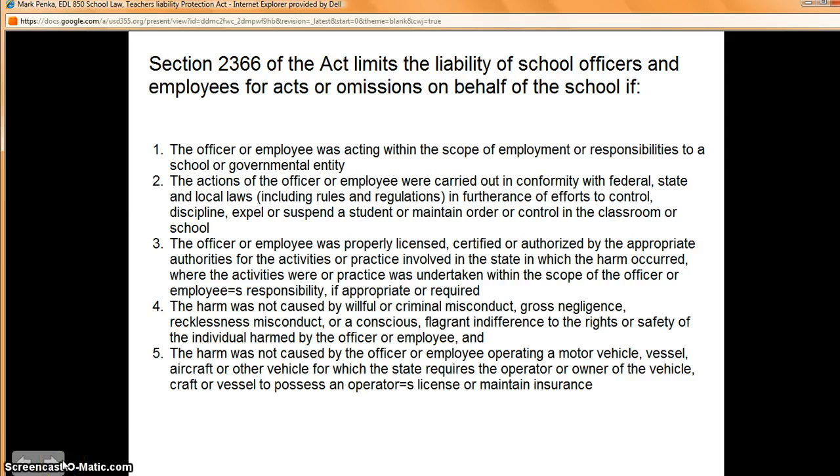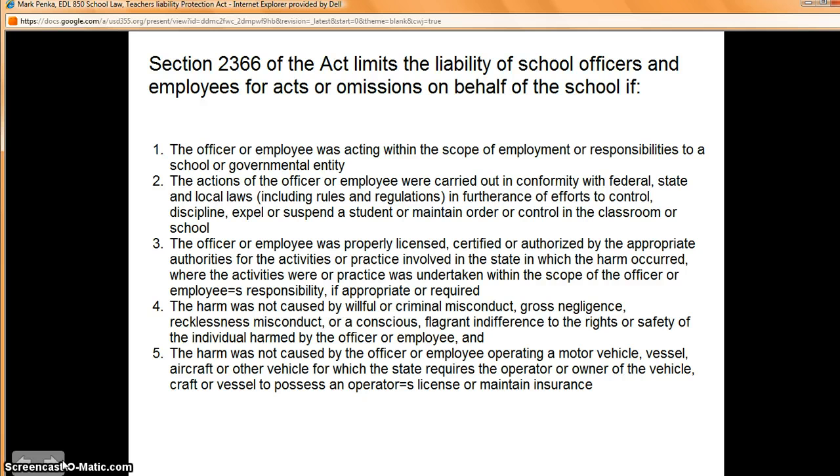What this act does is limit the liability of school officers and employees for acts of omission on behalf of the school if, one, the teacher is just doing what they're hired to do. I mean, it's basically what that is. Secondly, if the teacher didn't break any laws in what they were doing, whether it be state, federal, or local laws, and if they even properly expel or suspend a student to control the classroom.